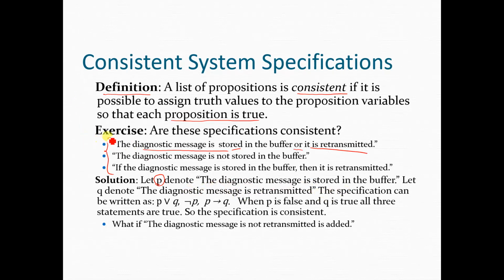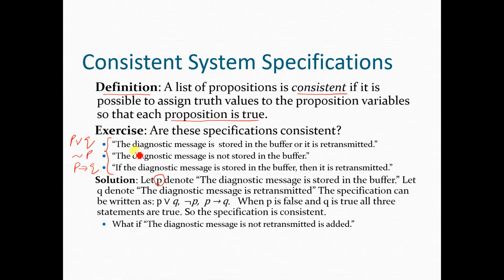Now let's translate these sentences into propositional logic. According to these variables, the first statement can be written as P or Q, because the diagnostic message is stored in the buffer or it is retransmitted. The diagnostic message is not stored in the buffer, so this is actually negation of P. If the diagnostic message is stored in the buffer, then it is transmitted. That is, P implies Q.